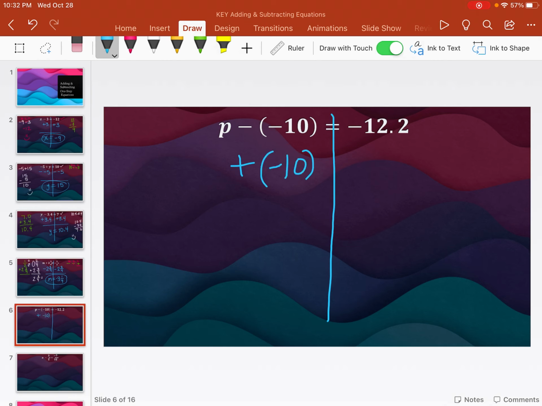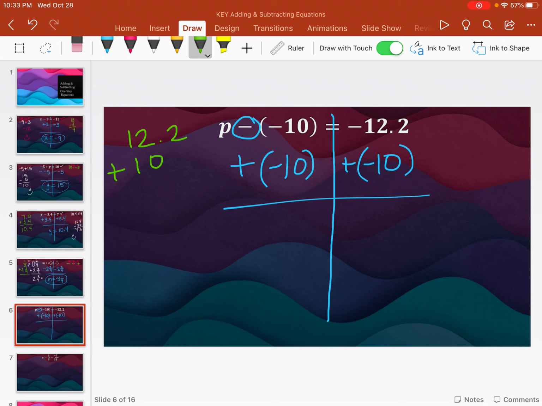I know that one's a little weird, but you have to do the opposite operation. Okay, not the opposite sign, just the opposite operation. So on the other side, I'm going to add a -10. I'm just putting that in parentheses just so you can tell it's a -10, so it doesn't confuse you. Now I have to think about my integer rules. It's a negative plus a negative, same signs, add and keep. So I'm going to add 12.2 plus 10.0, and I get 22.2. So P equals 22.2.